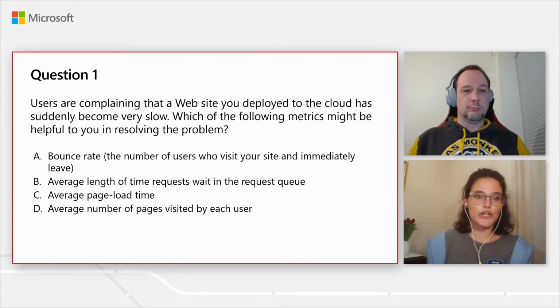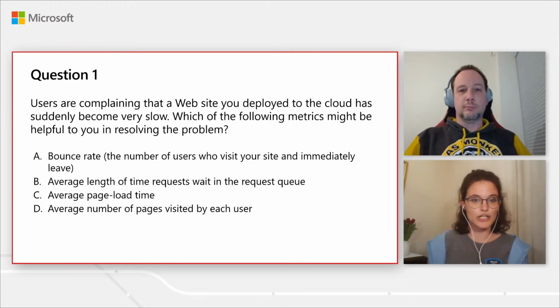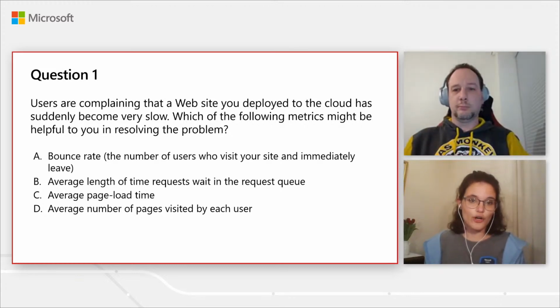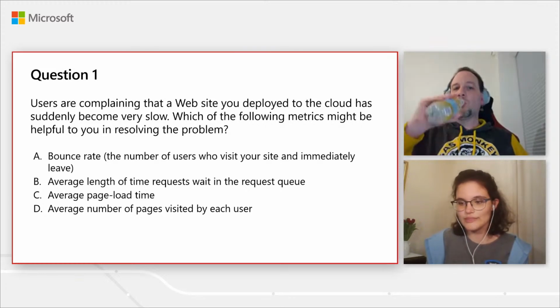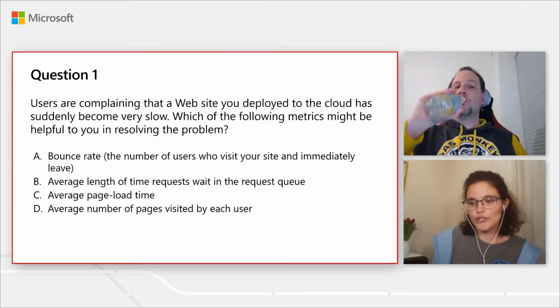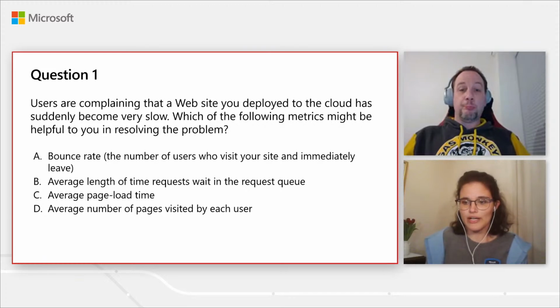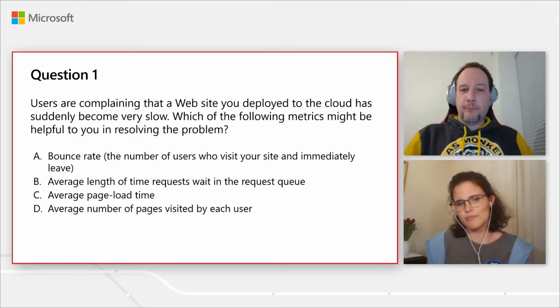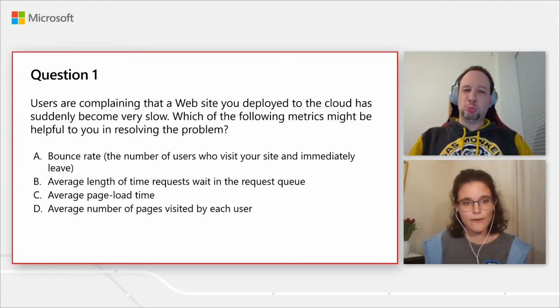So we have a scenario: users are complaining that a website you deployed to the cloud has suddenly become very slow. Which of the following metrics might be helpful to you in resolving the problem? So what do you think, Peter? I think maybe the correct answer, I don't know what the audience thinks, but maybe it's between B and C.